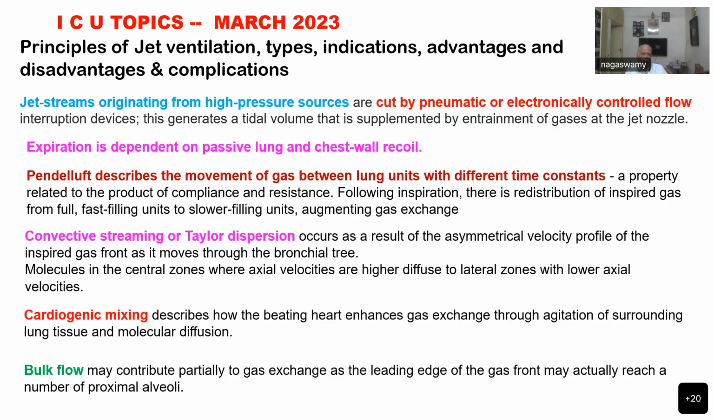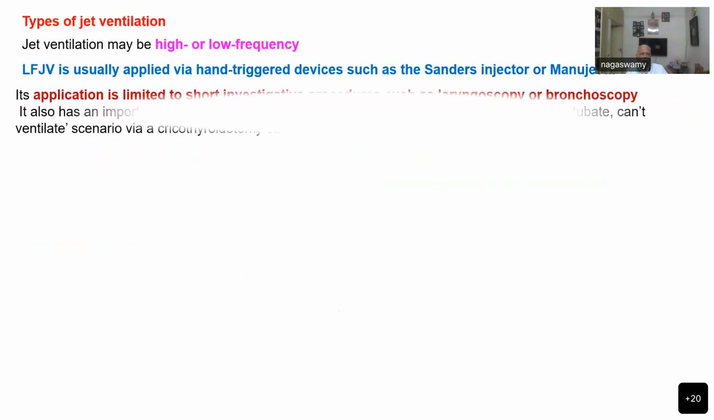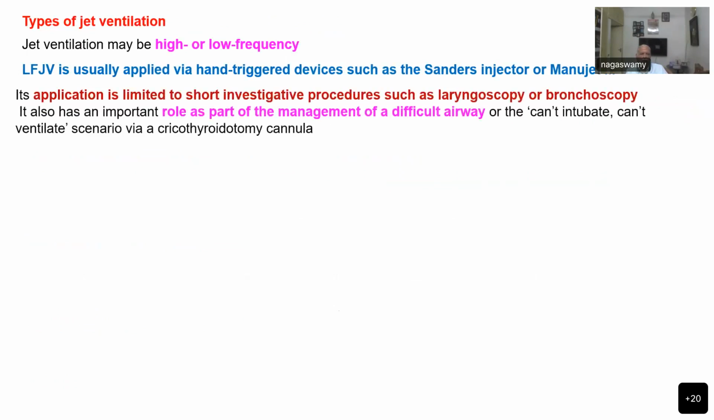So the principles are actually these four: pendulum, convective streaming, cardiogenic mixing, and bulk flow. And the resultant is the entrainment or Venturi effect. Now types are high or low frequency. So low frequency is usually applied with a hand triggered device such as Sanders injector or Manujet.